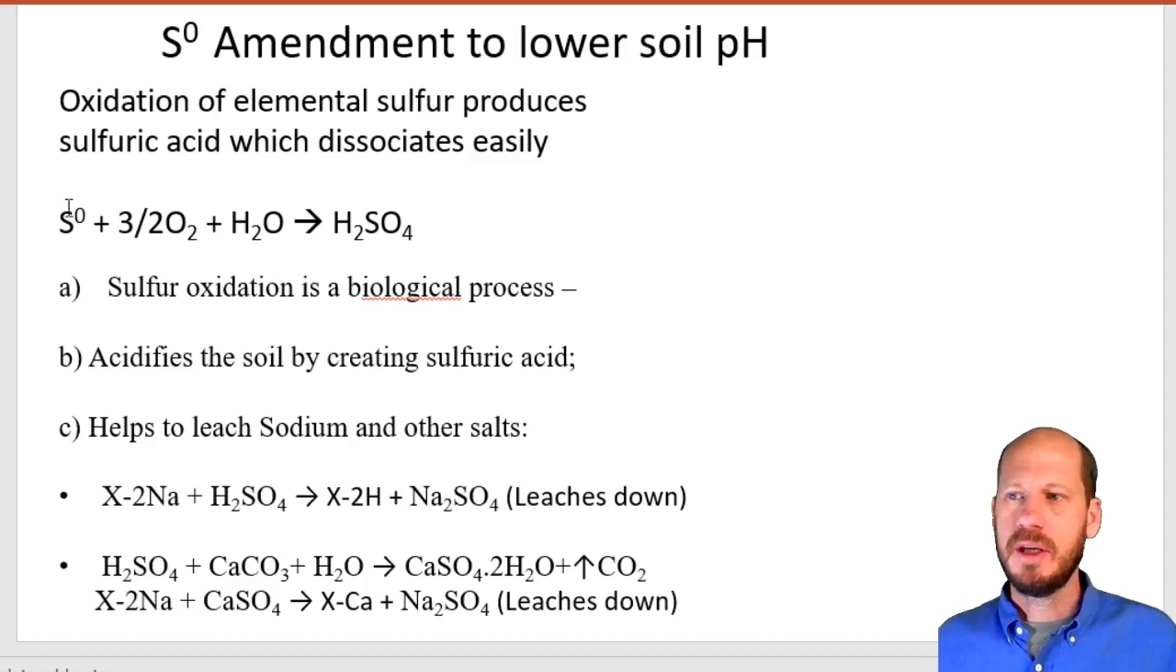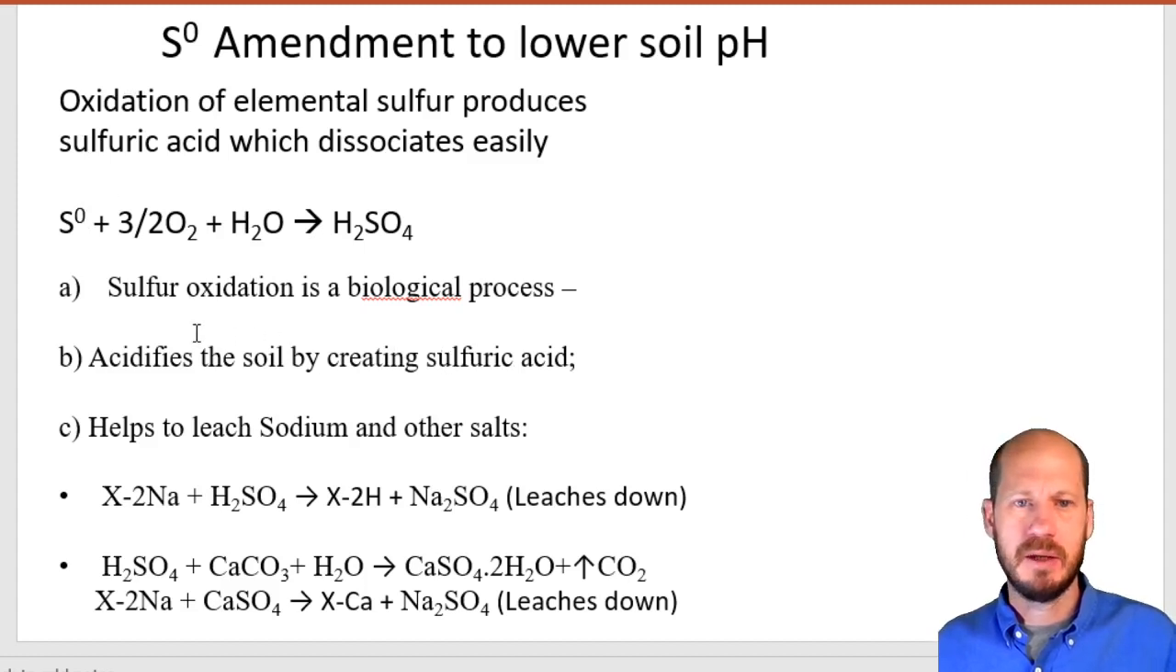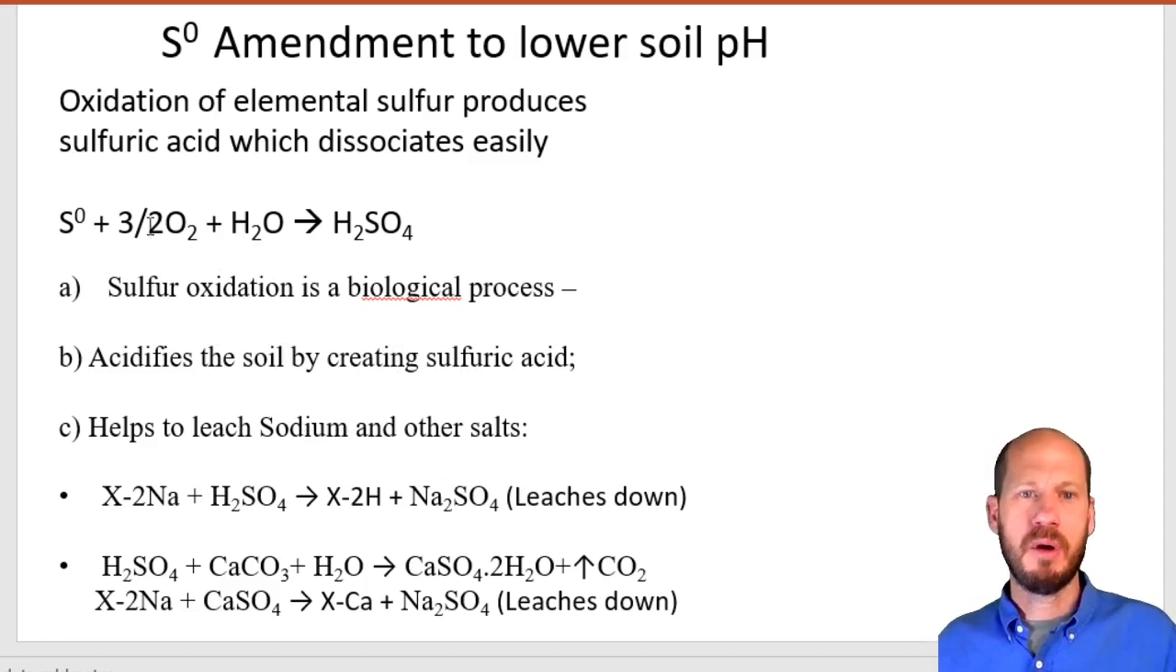Elemental sulfur can be used for the acidification of soil, as I mentioned before, and this acidification also has some desirable properties when you're trying to leach the bases from the soil. In the case of high salinity, if you enhance the amount of protons, you will dissolve the calcium carbonates in the soil, and the calcium will help to leach the sodium. The protons will also be able to displace sodium ions on the exchange complex in the soil matrix.